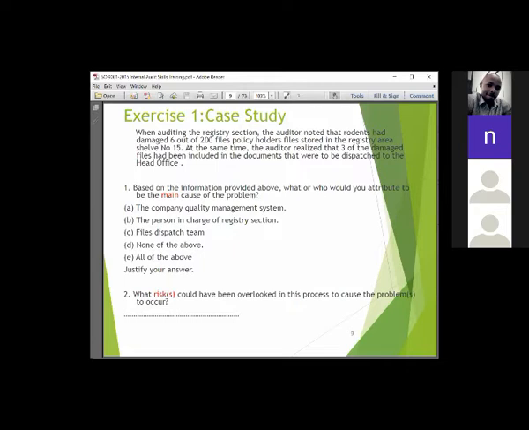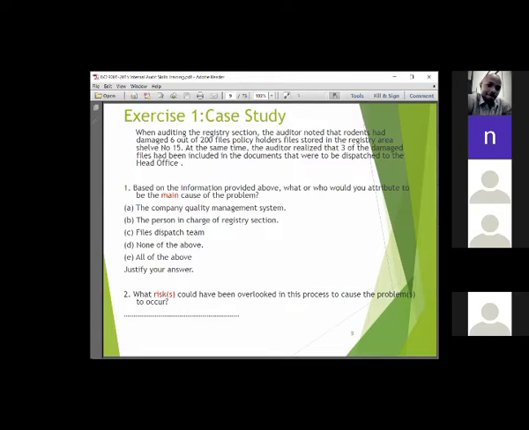Or the rest of the team? Who else wants to share? No one will go for the person in charge of registry? Justin? A, B, C, D. I would go for B. B. Okay, the person in charge of registry. Thank you. Okay, we'll give you a reason later on.